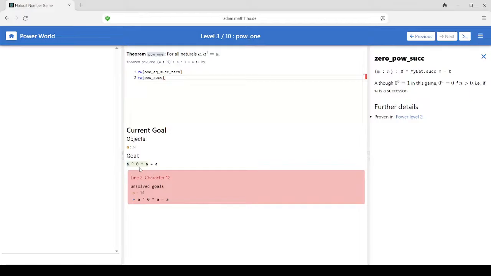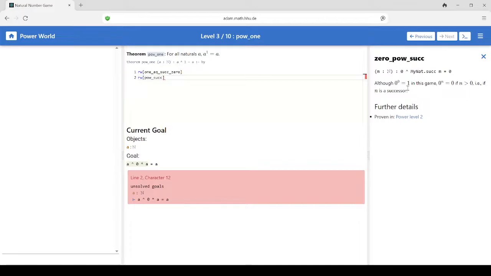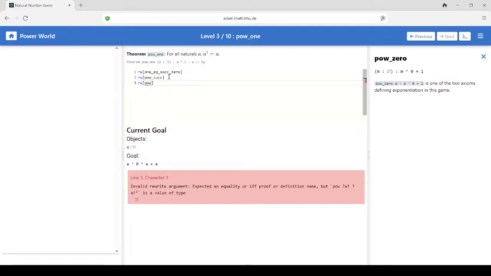Anything to the power of 0 is going to equal 0, except 0 to the power of... In this game, 0 to the power of anything equals 0 if the number is greater than 0. But 0 to the 0 power equals 1. Did it say anything to the 0 power? Anything to the 0 power equals 1. There it is. Okay, so I guess we use this one. Anything to the 0 power, right?